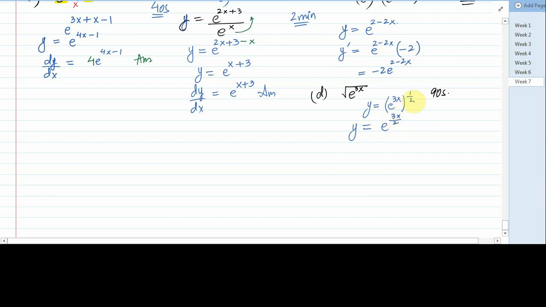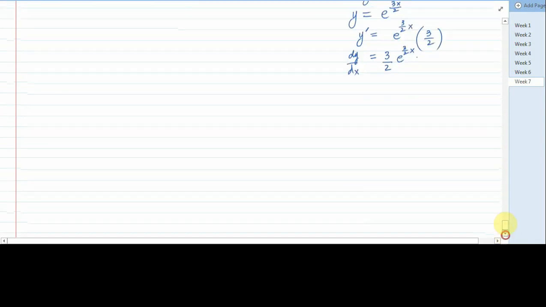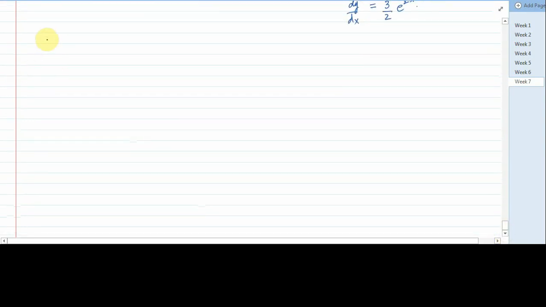And now we can start the differentiation: y dash is equals to the differentiation of exponential is exponential and then the differentiation of its power, so it will be 3 upon 2, and finally you can say that it's 3 upon 2 e to the power 3 upon 2x, that is your dy over dx. Alright, so I hope that it is clear. Moving on towards the next question. It's question number 10.